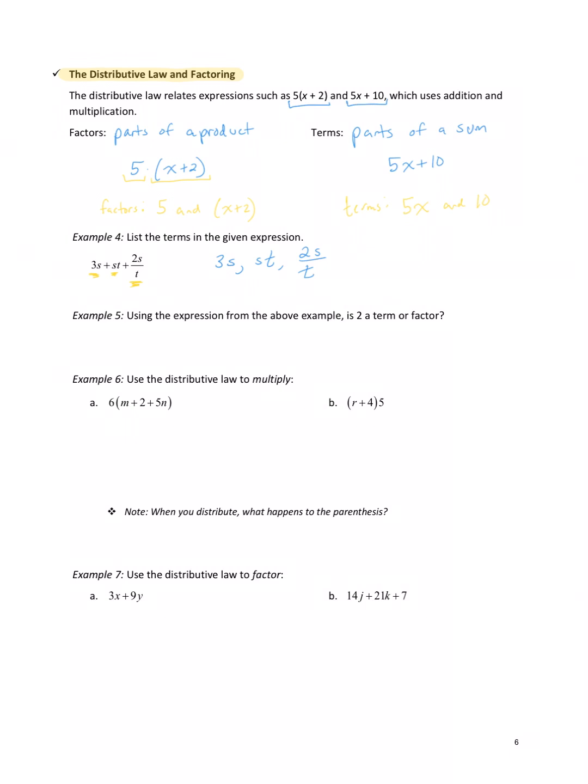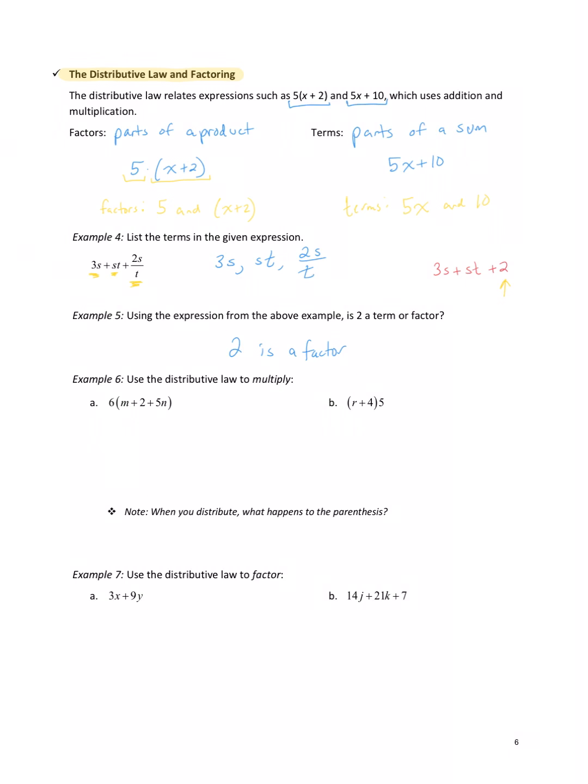Example 5, using the expression from the above example, is 2 a term or a factor? So we're looking at just this 2. We know that 2s over t, the whole thing, is a term, but within this, the 2 itself would be a factor. So 2 is a factor, and we can think, okay, so why is it a factor? Because it's being multiplied by the s. If this expression were 3s plus st plus 2, then in a case like this, the 2 would just be a term because it's not being multiplied by anything.